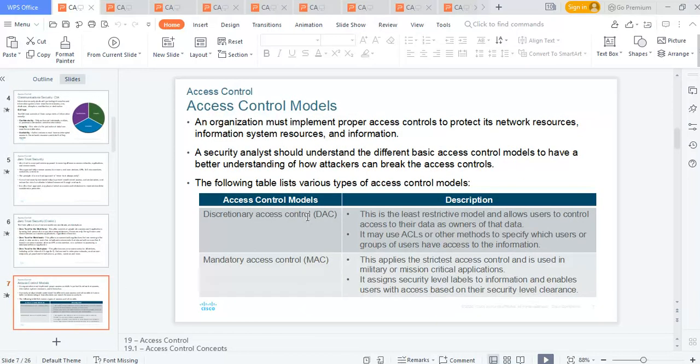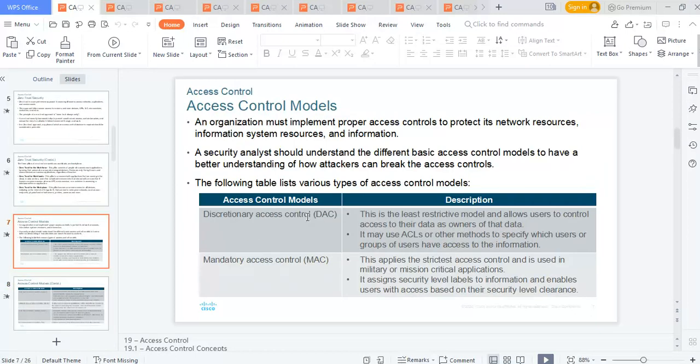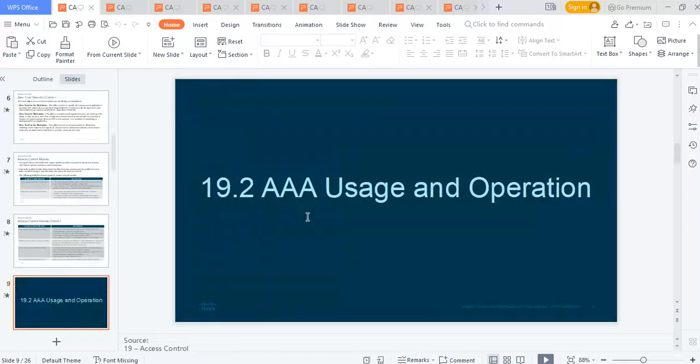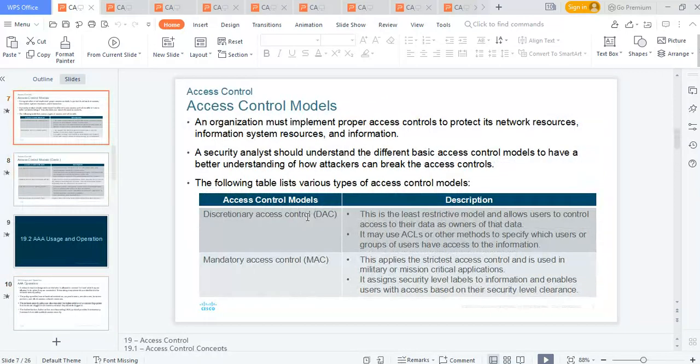Now, you have different ways you could implement access control. So we have what they call the discretionary access control. We have what they call the mandatory access control. Then we have what we call the role-based, which normally uses the RACI matrix, right? You have what they call the attribute-based, then the rule-based, then the time-based. Let me explain them one after the other.